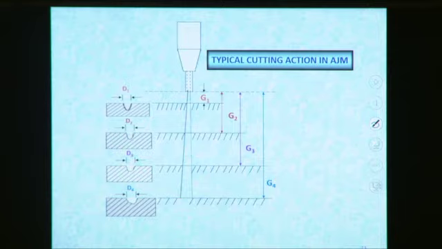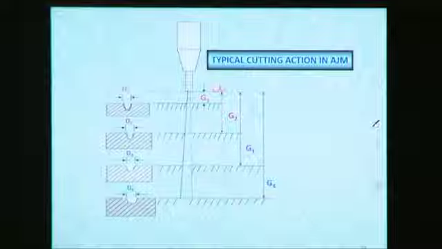Suppose there are different stand-off distances. This distance is the stand-off distance. First we shall consider G1 as the stand-off distance. We have discussed that the stand-off distance is from the bottom of the nozzle up to the workpiece surface. As I told, this stand-off distance is maintained less than 1 millimeter to reduce the flaring action.